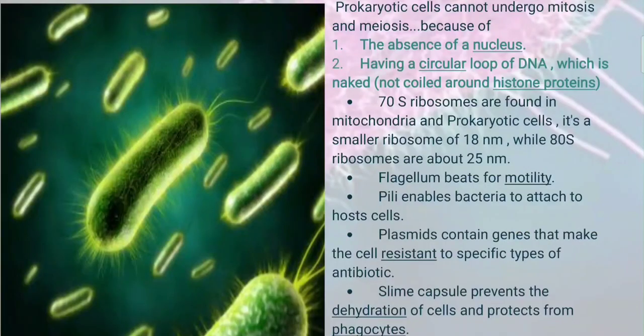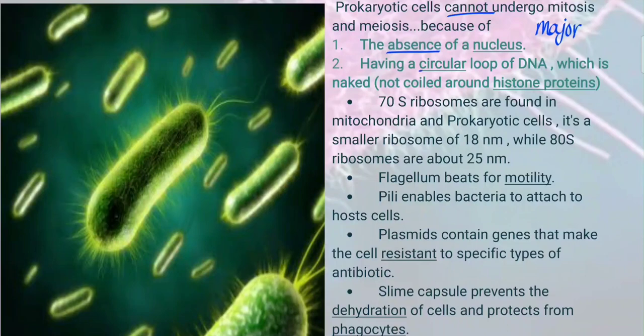Just as we said, they cannot undergo mitosis and meiosis because of the absence of a nucleus. The nucleus is the major thing going on in any cell division. Like you see in the pictures of the chromosomes moving through their phases, not the cytoplasm or the other things going on, but the nucleus is the focus. It doesn't have a nucleus, which is a huge, severe problem.